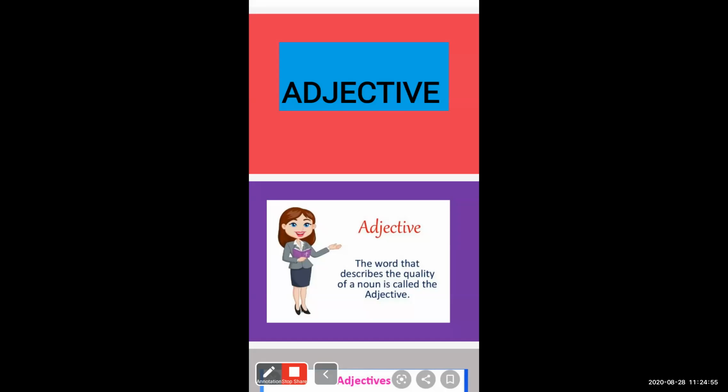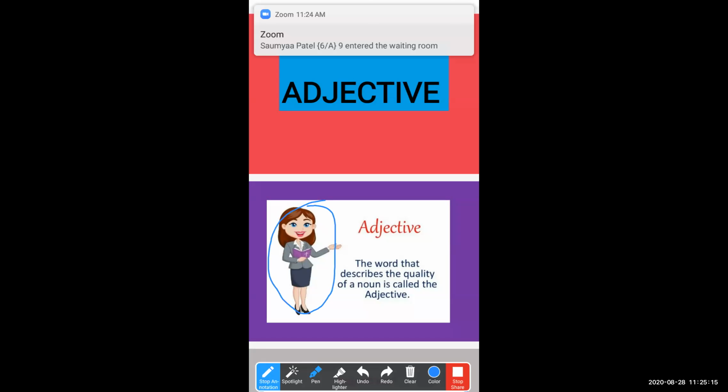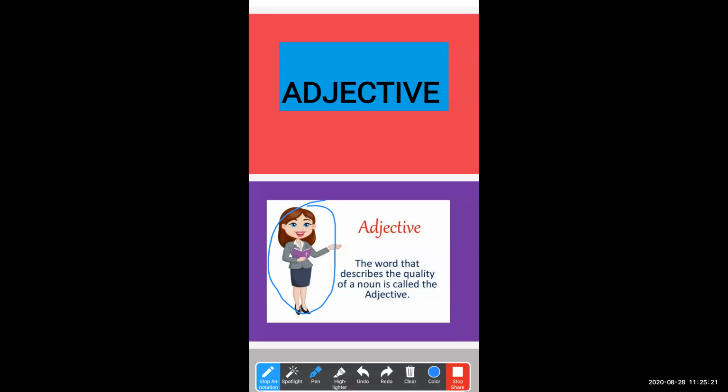For example, as you can see here in the picture, a girl is standing over there. Now when you start describing this girl, whatever words you choose, those words come under the adjective. Understand? There are various ways and various types of adjective. When you start describing a person, place, or animal, or a thing, whatever words you select, those words come under the adjective.